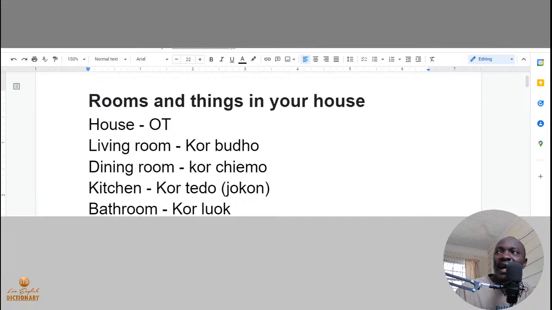Rooms and items in your house. So what we want to do is go through sentences that will help you know which things, which rooms, which items are in your house.